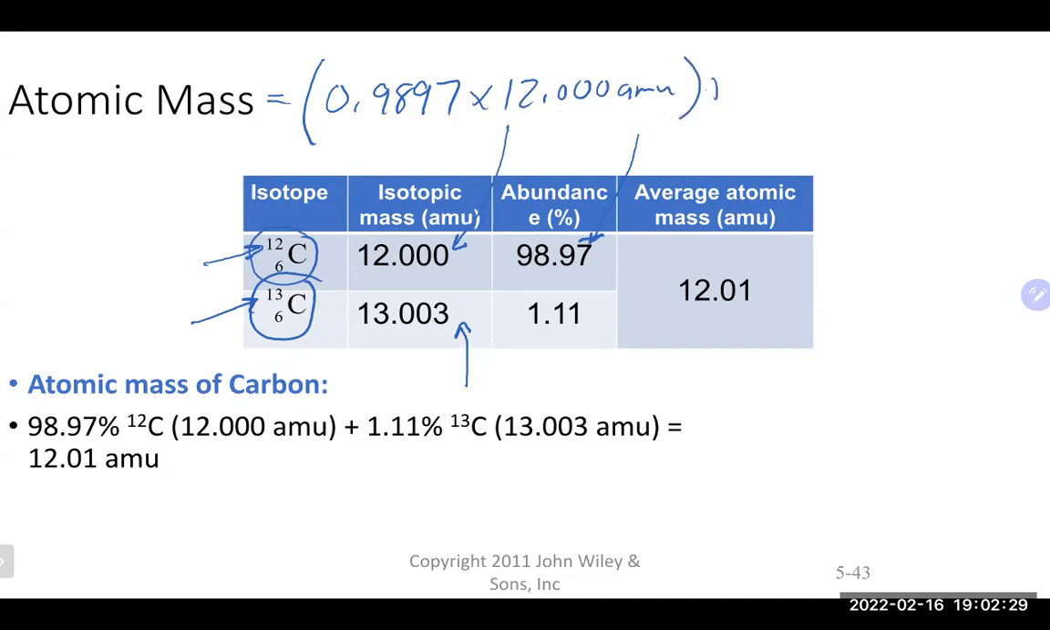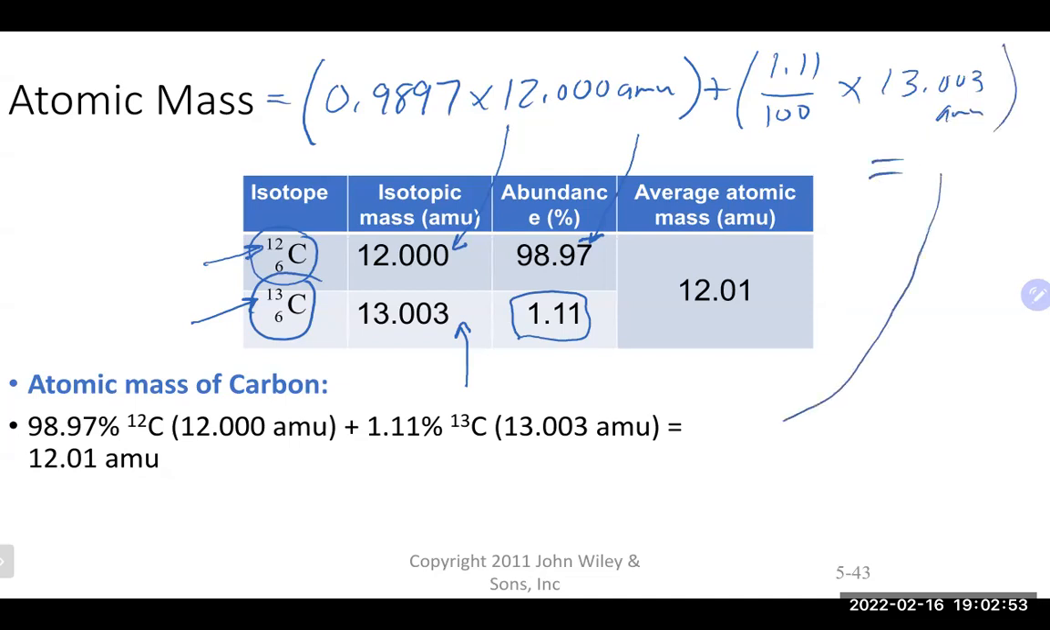We then would add it to the percentage of our second isotope, which is 1.11%. Again, you could either move the decimal or divide it by 100. We can then times it by the atomic mass of that isotope, which is 13.003 AMU. When we do all that, we should end up with 12.01 when you put it into your calculator. And that is the number that we see on the periodic table when we do look underneath carbon.